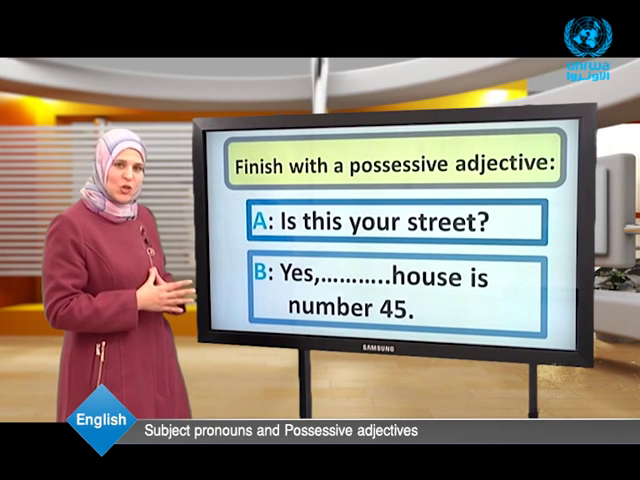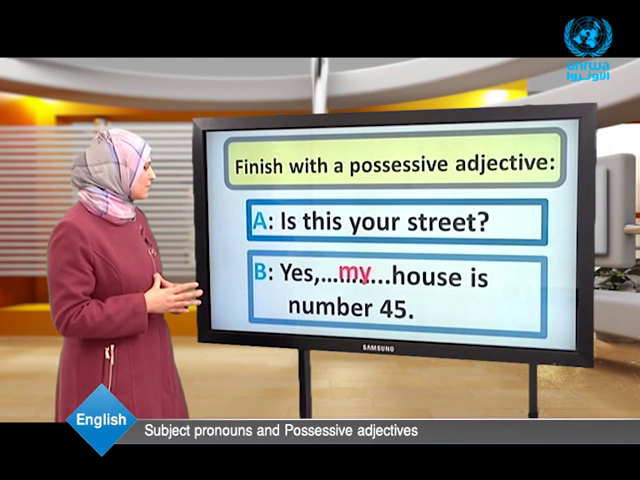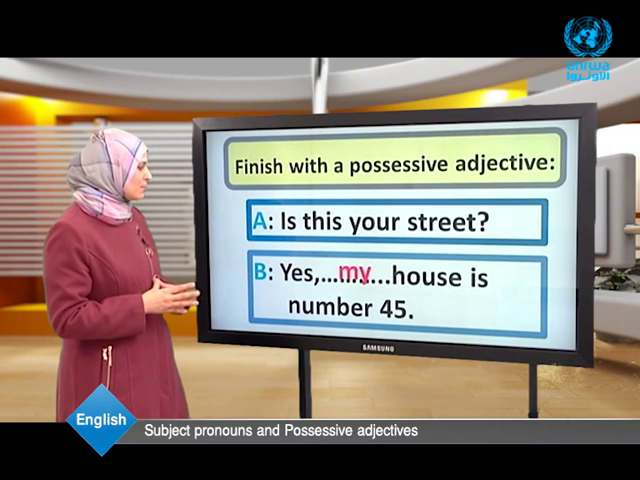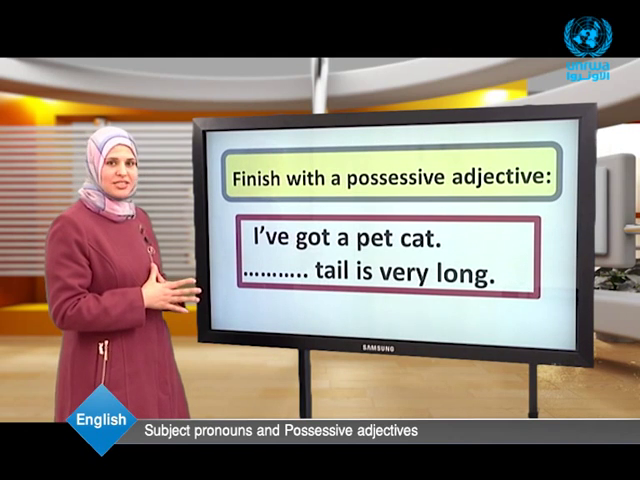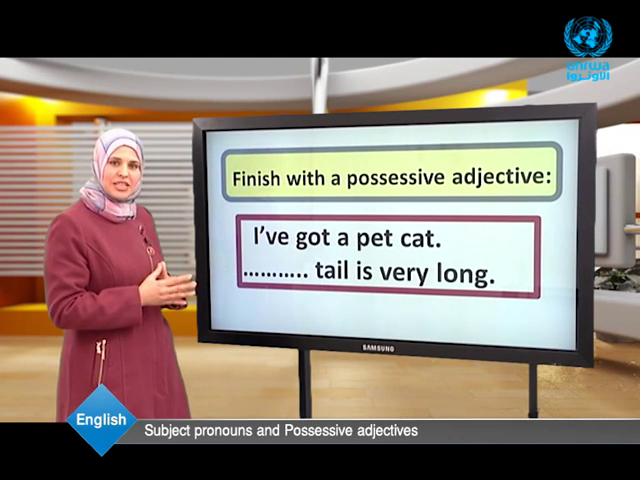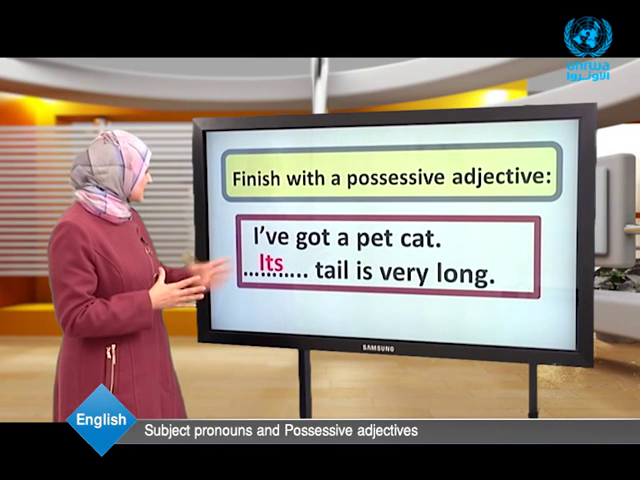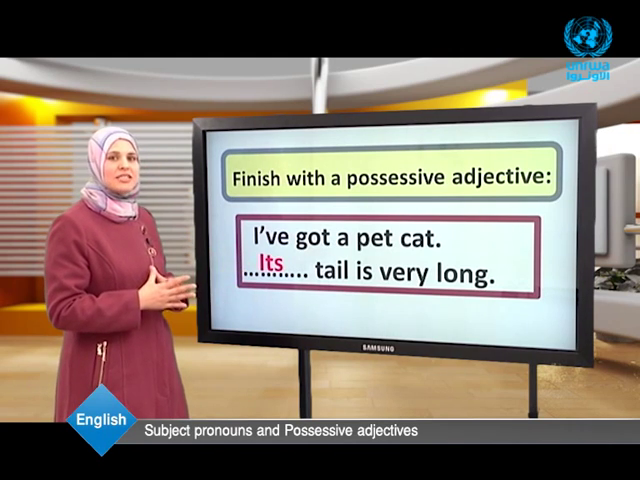This is another mini dialogue. Do it alone. You are a very good student. Is this your street? Yes, my house is number 45. Now, let's continue. What is your possessive adjective in this sentence? I have got a pet cat. Its tail is very long.